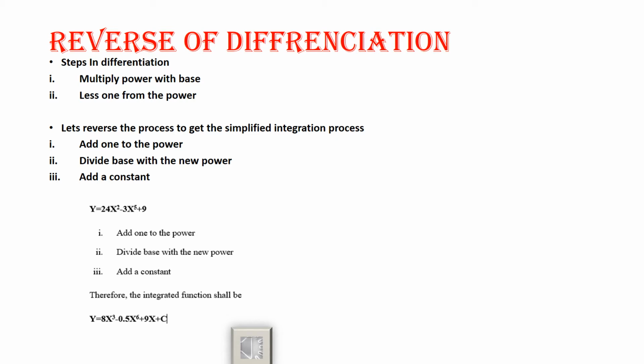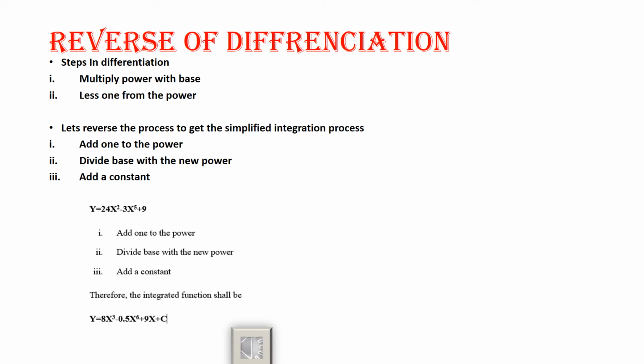First step, add 1 to the power in the various specific segments in the function. Start with the first one, 24x squared. The power is 2. The base is 24. So adding 1 to the power, now x becomes raised to power 3 because of 2 plus 1. Divide base with new power. Our base is 24. Our new power is 3. 24 divided by 3 is 8. So that segment we shall have 8x cubed.